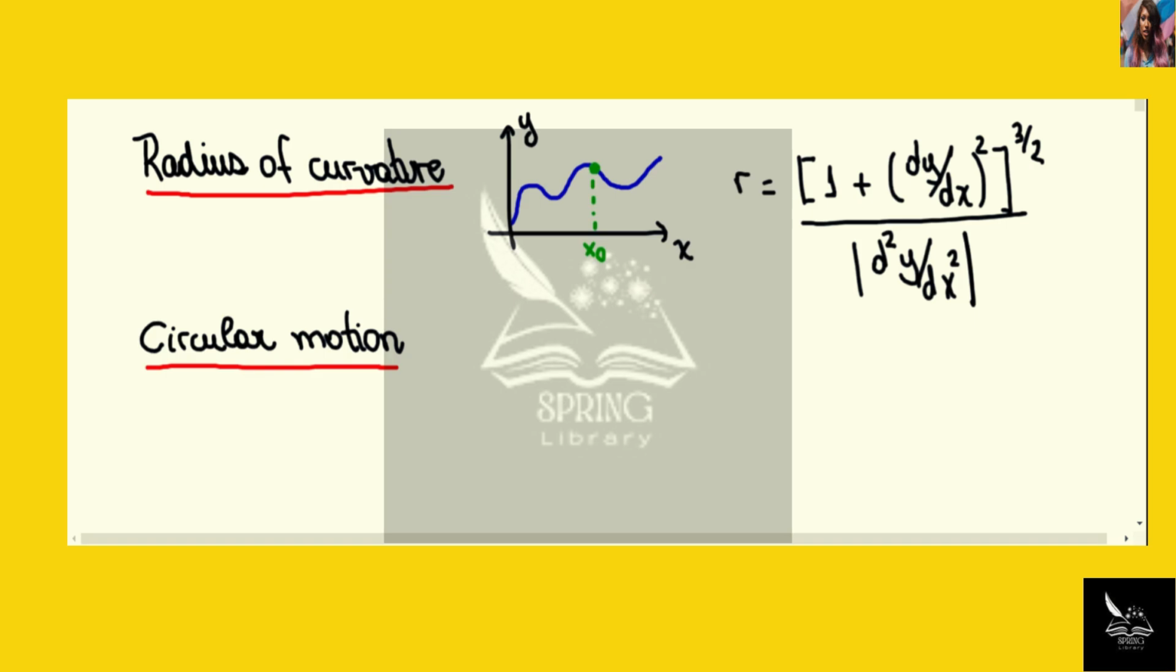And second, we also have to talk about circular motion. So consider that we have a particle that's undergoing a motion around a circle. So we can decompose the acceleration of the particle into two components. One of them is a centripetal acceleration that points towards the center of the trajectory, and the other one is a tangential acceleration that points tangentially to the trajectory.